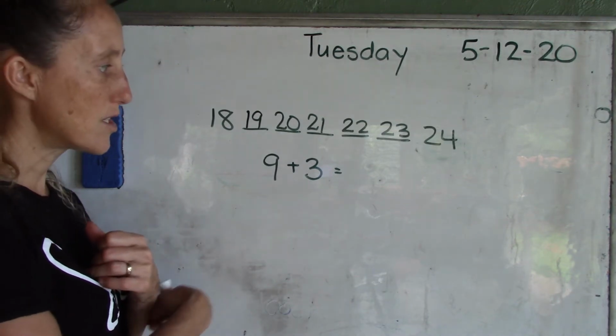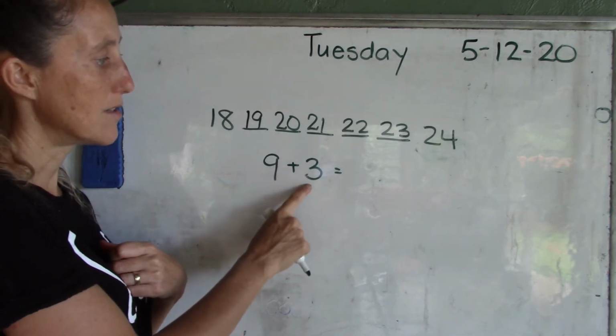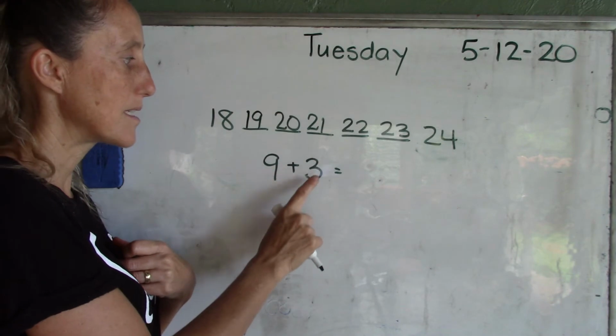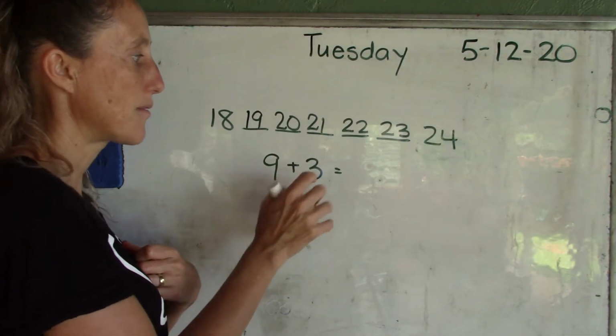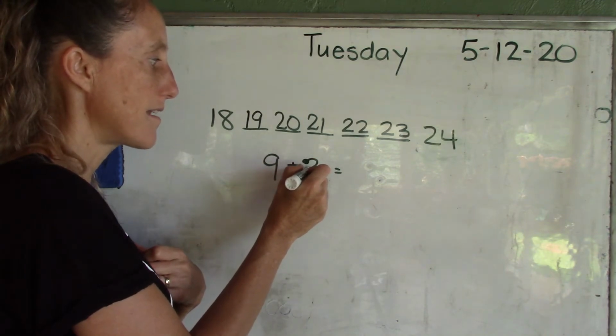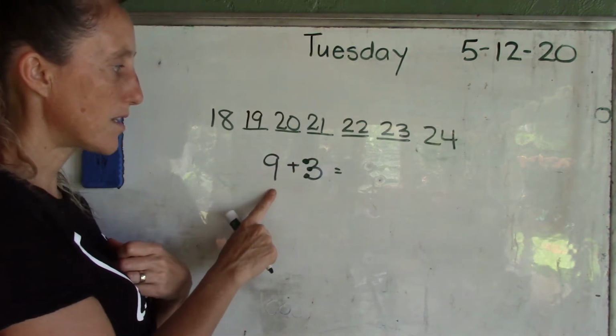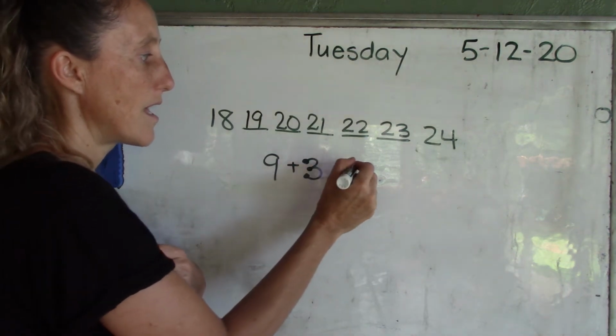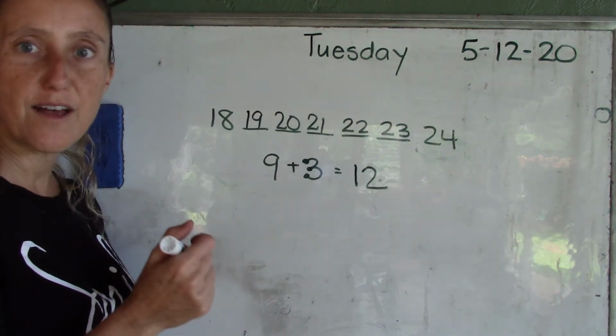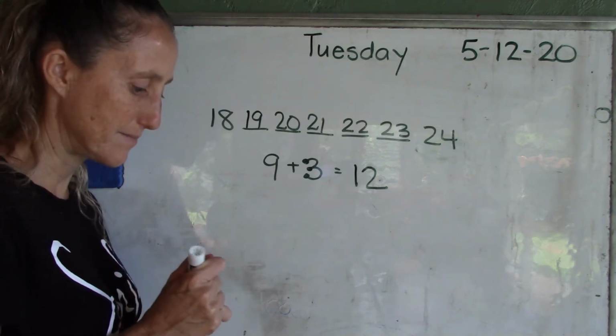Well, I'm going to do the touch math. So I'm going to go to the smallest number, which is 3, and I'm going to put 3 dots on that number. Then I'm going to say the bigger number and count on: 9, 10, 11, 12. I would have 12 pieces on my Lego creation.